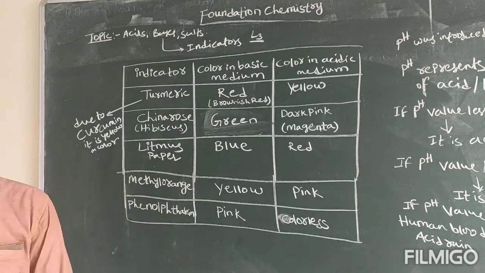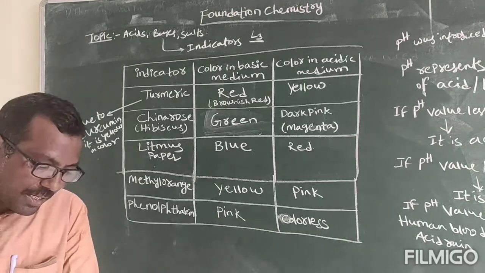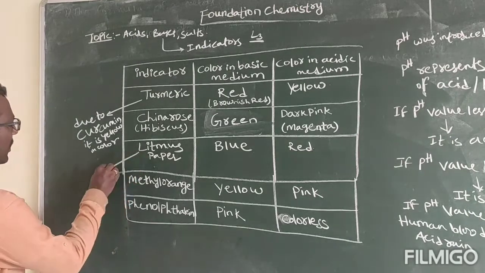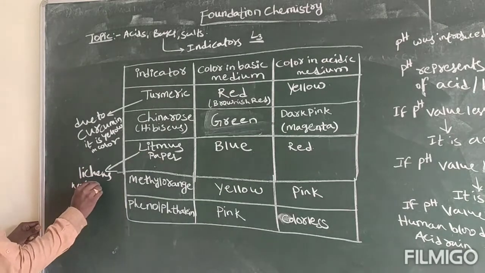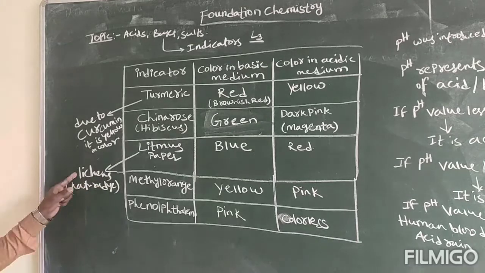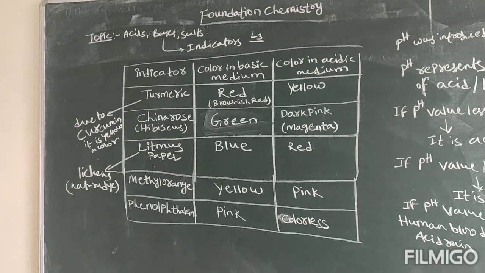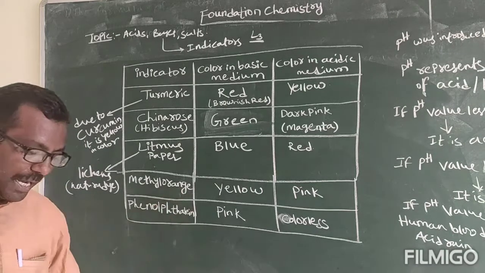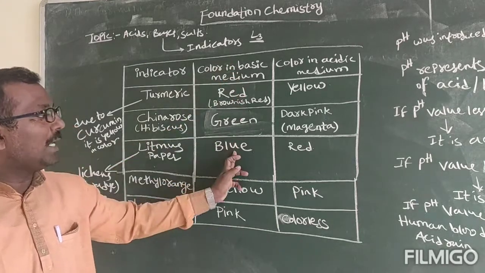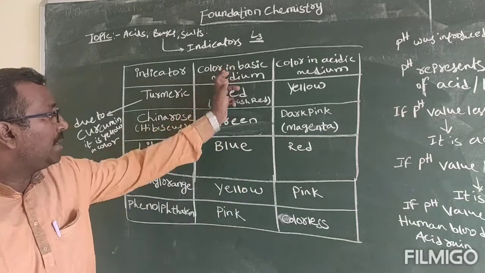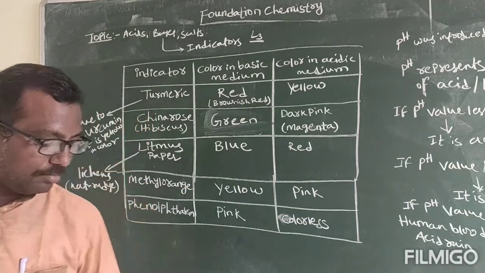Litmus papers. Generally, any litmus paper is a dye. It is a natural dye which we obtain from lichens. From the lichens plant it is extracted. So it changes to blue color in basic media, and in acidic media it changes to red color.